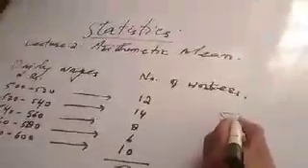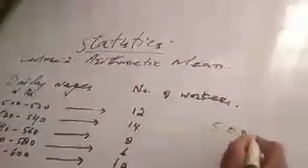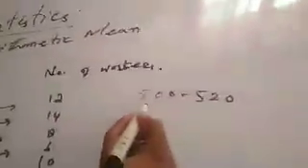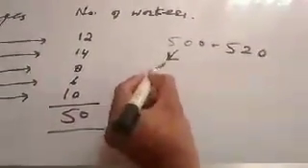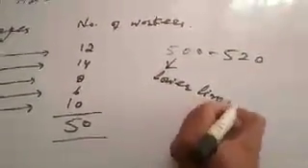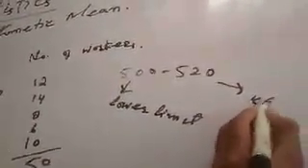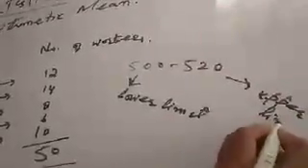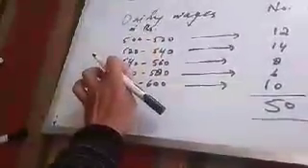First of all I will show you how to find the mid value. When a class interval is given, suppose 500 to 520 is the class interval, the first number is known as the lower class limit and the second one is known as the upper class limit. So here the lower limit is 500, the upper limit is 520. In the next class interval, the lower limit is 520, the upper limit is 540, and the same way for the others.